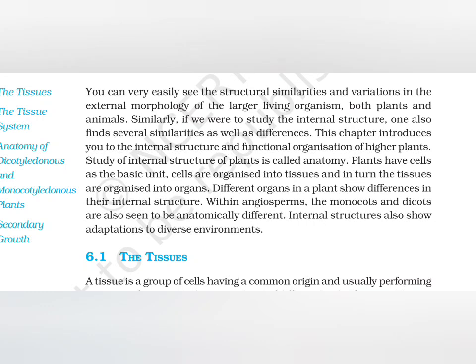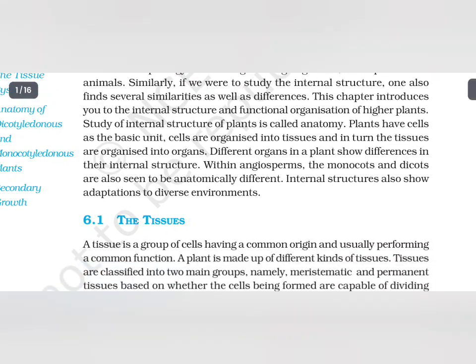Study of internal structure of plants is called anatomy. Plants have cells as a basic unit. Cells are organized into tissues and, in turn, the tissues are organized into organs. Different organs in a plant show differences in their internal structure. Within angiosperms, the monocots and dicots are also seen to be anatomically different. Internal structures also show adaptation to diverse environments.